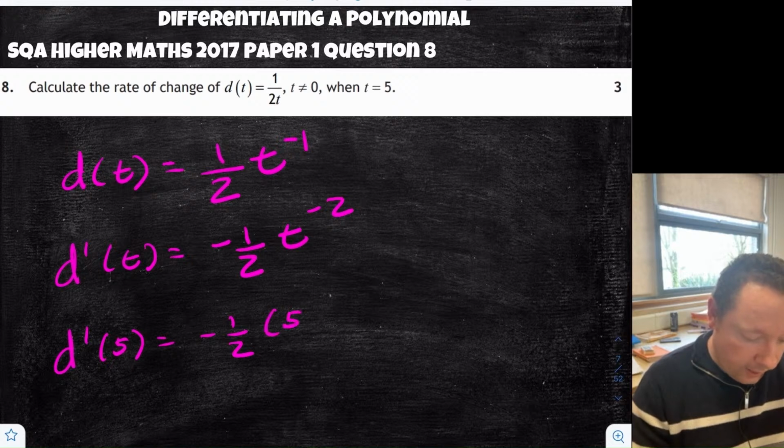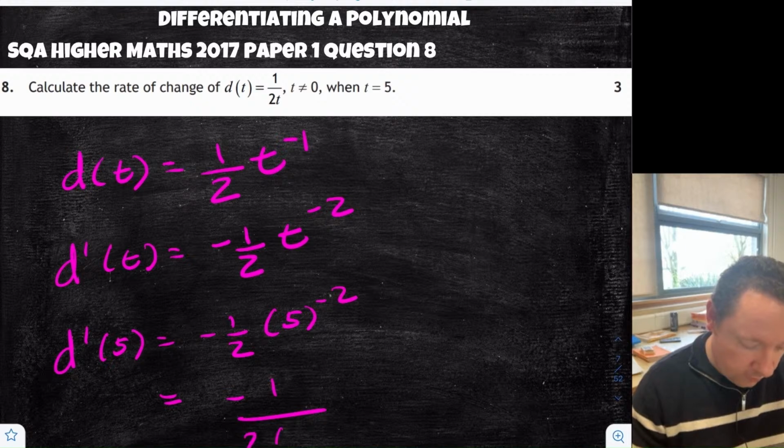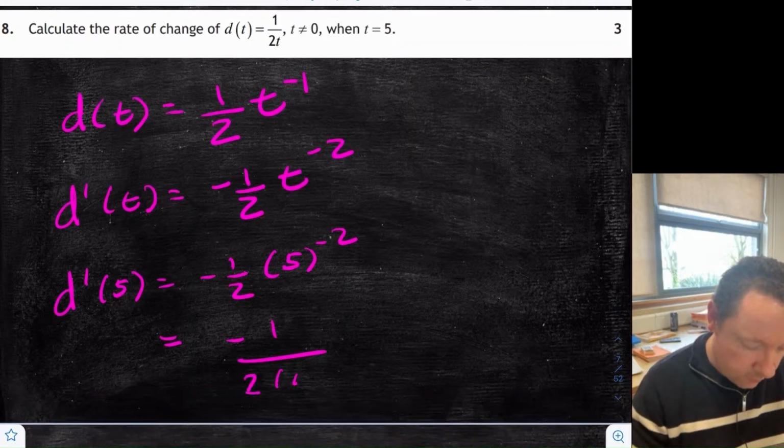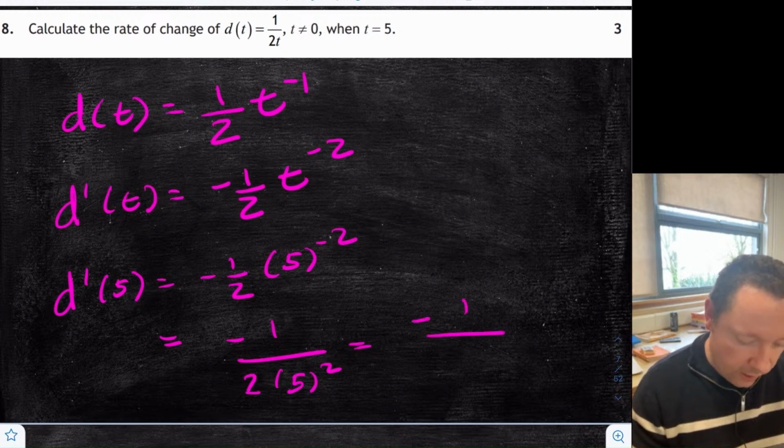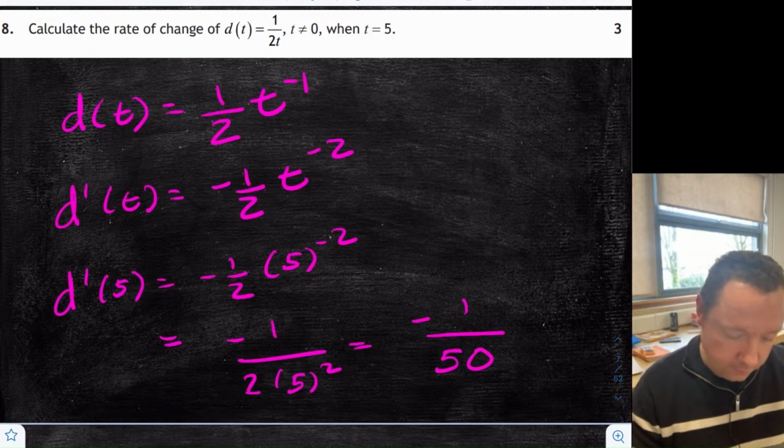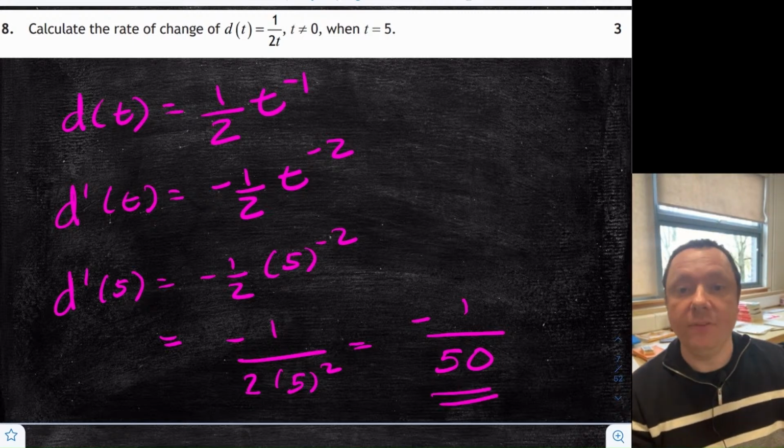times 5 to the minus 2. Or minus 1 over 2 times 5 squared. Minus 1 over 2 times 5 squared is 50. So minus a 50th. Just a note, remember rate of change means differentiate.